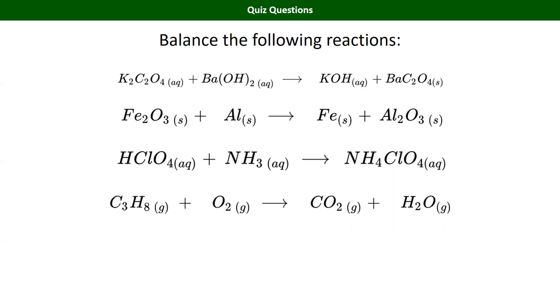All right, let's practice balancing these. None of these should be as hard as that one that we ran into last time, but it takes practice.